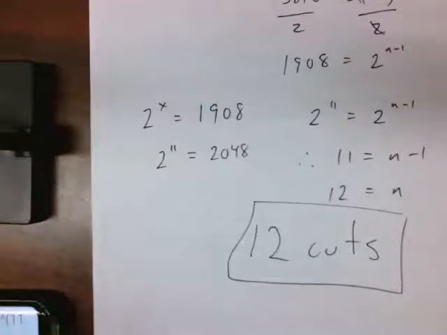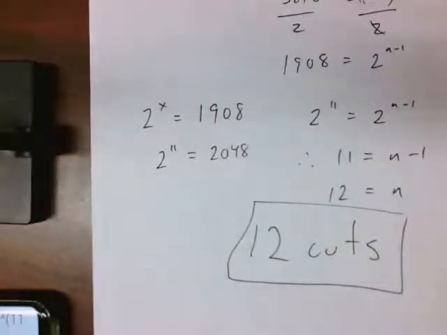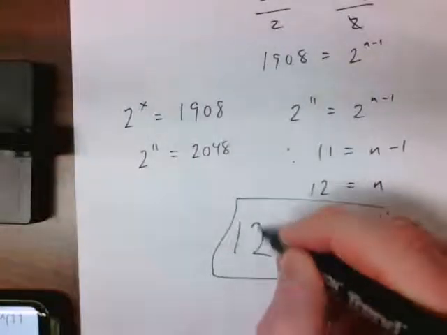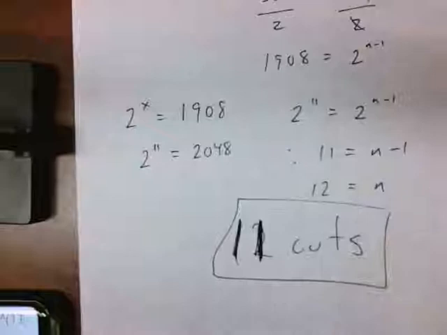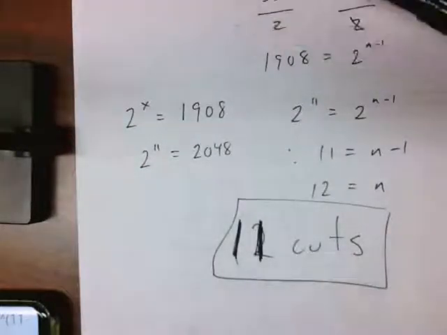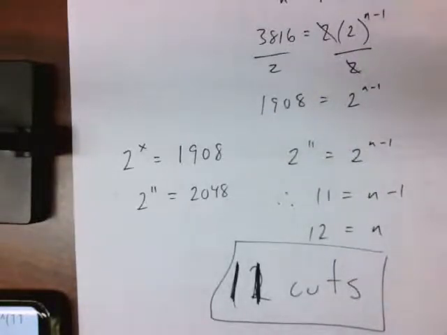12 cuts. Let me just read the question, make sure I'm understanding it. How many cuts? Okay, extra fun. Sorry, I realized this should be 11 cuts. Why? Because at 2 inches, T1 isn't 2. That's before any cuts are made. T1 would be 4. So that changes everything.